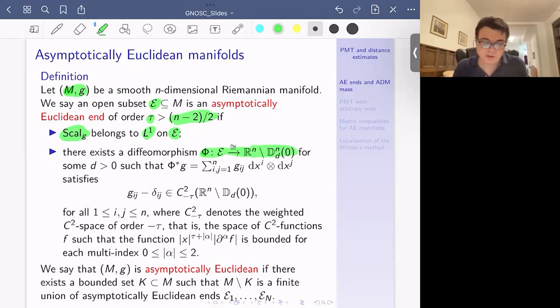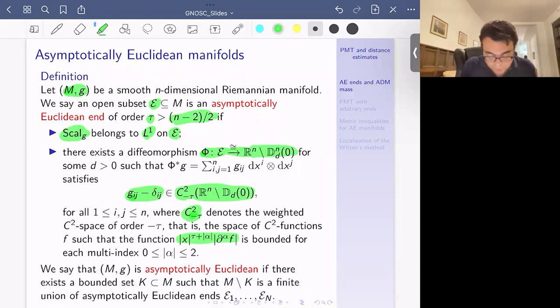in such a way that you can compare the metric on E with the flat Euclidean one. What you want is that the difference between the metric on E and the Euclidean one satisfies a decay condition with fall-off tau, where this denotes the space of twice differentiable functions with a weight tau. You can see the definition from here.